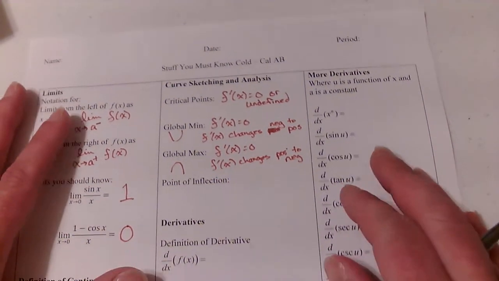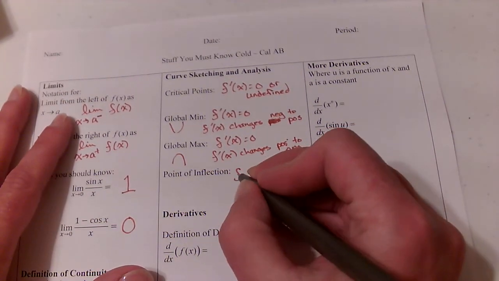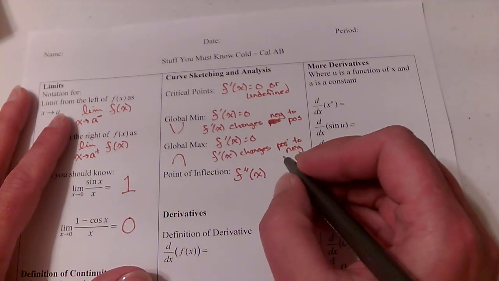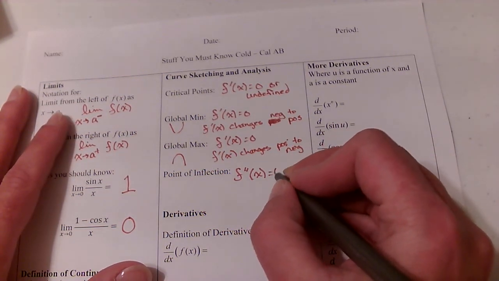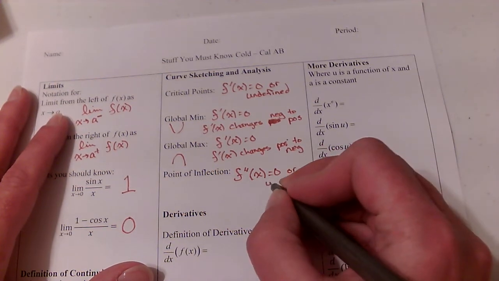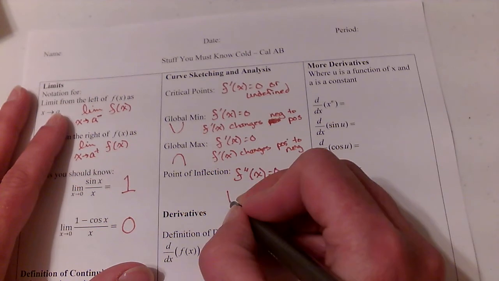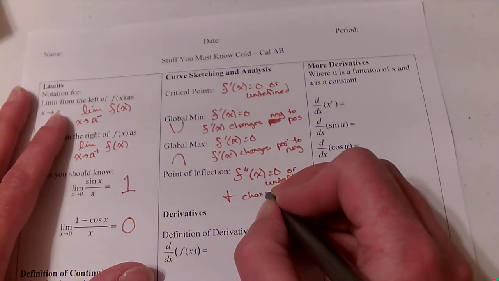Now, a point of inflection is when the second derivative changes signs. So it could be 0 or undefined and changes signs.